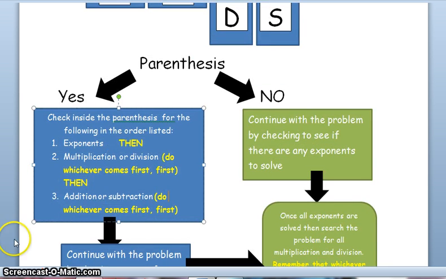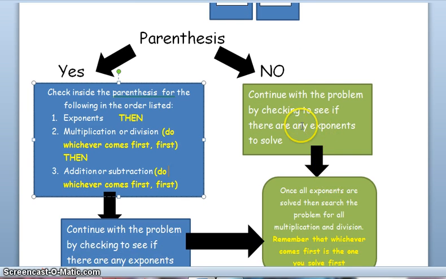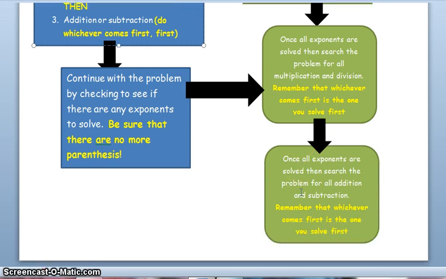So let's go back to the top. Say you check your problem for parentheses and there are not any parentheses. Well, then you continue with the problem, checking to see if there are any exponents, because that's next in the hopscotch right here, exponents. Once you've solved all your exponents, then you're going to check to see if there's any multiplication or division, and you're going to do the multiplication and division in order from left to right. Once that is taken care of, then you look for the addition and subtraction, and you solve those problems in order from left to right.